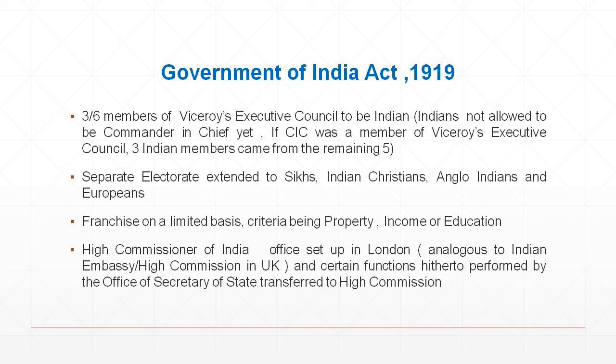Seventh, it created a new office of the High Commissioner for India in London and transferred to him some of the functions hitherto performed by the Secretary of State for India. So now we have an India's representative office in England. It is equivalent to recognizing India as a separate nation and not just as a colonial territory which the British would exploit. So there is some sense of India as a nation here. So for the first time we have a High Commission office in London.